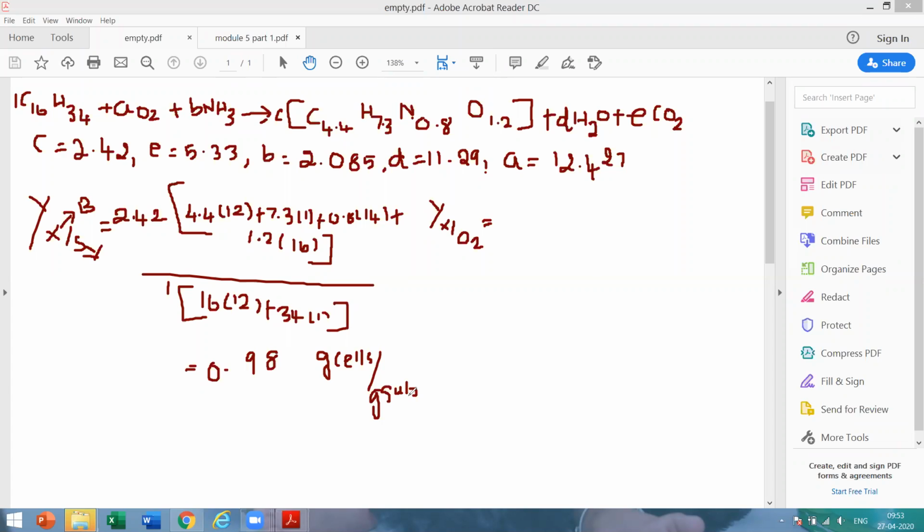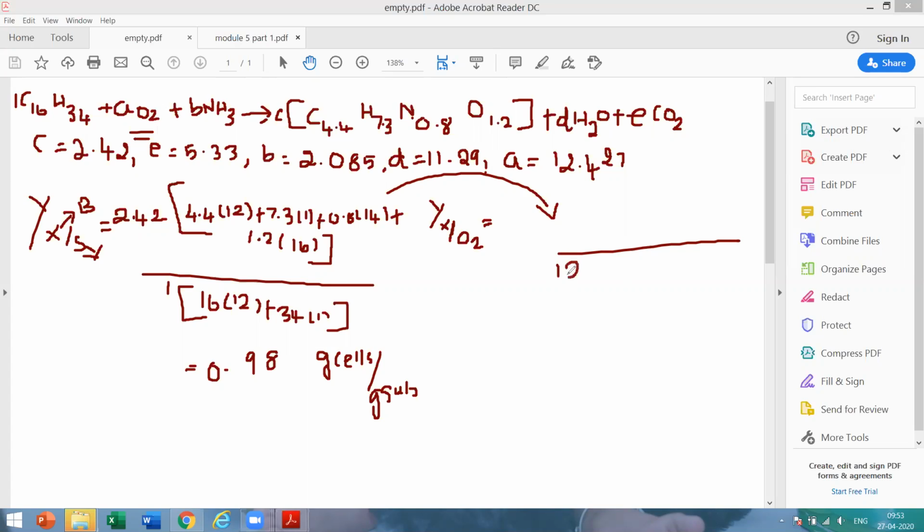And here again what they have asked is Y x bar O2. So this numerator will remain the same, that is 2.42 into 4.4 into 12, where x is again biomass. That will remain the same. Here in the denominator they have asked us O2. So A, what is A here? It is 12.427.